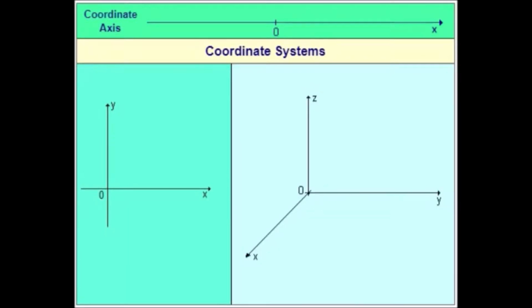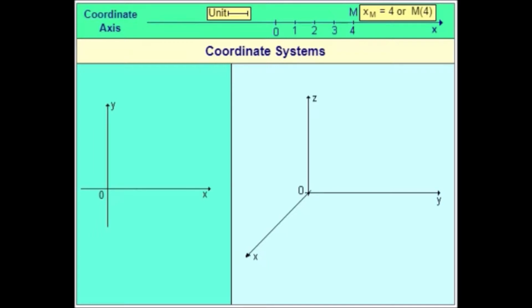Coordinate axis. A coordinate axis is a straight line. On the coordinate axis, we choose a direction and also a point O called origin. The position of a point M on the OX axis is described by one number only. This number, called the coordinate, or the x-coordinate of point M, describes how far point M is from the origin.